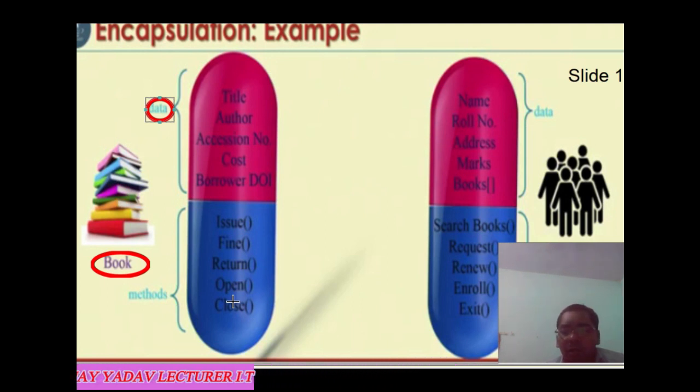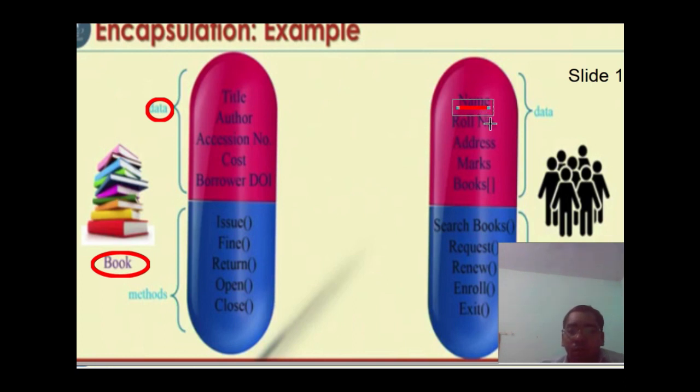Now another example, say borrower. Borrower is also a set of objects. They are the different readers actually, and the borrower has different fields or data actually. They are called the member elements, like name, roll number, address, marks, and then they can borrow any books. What about the books they borrow? It is basically the names of those books.